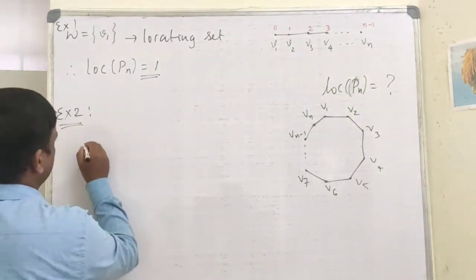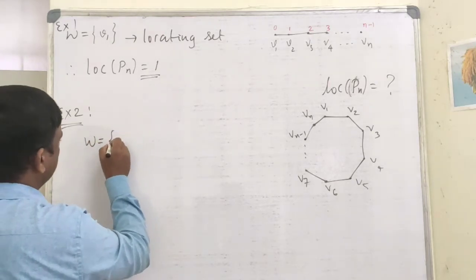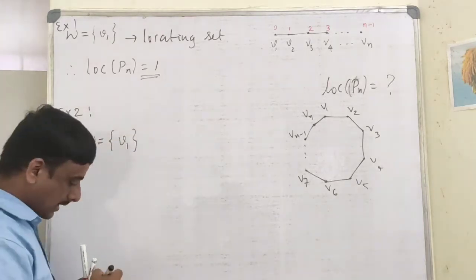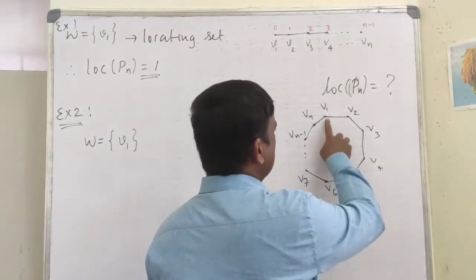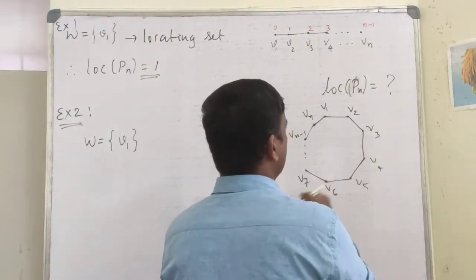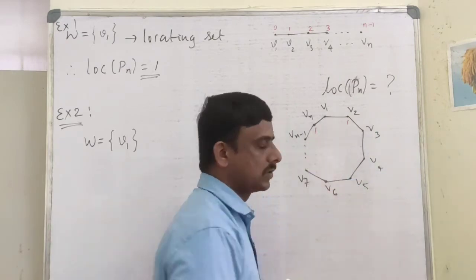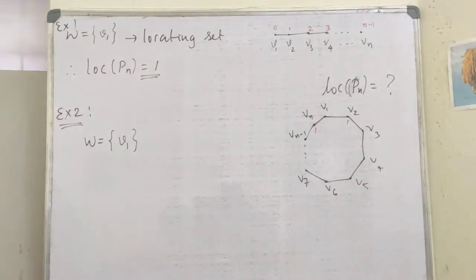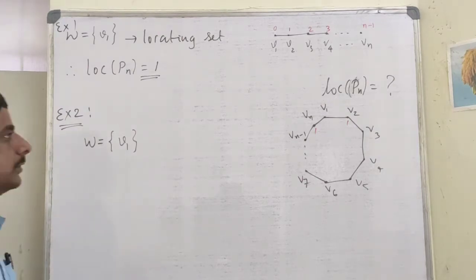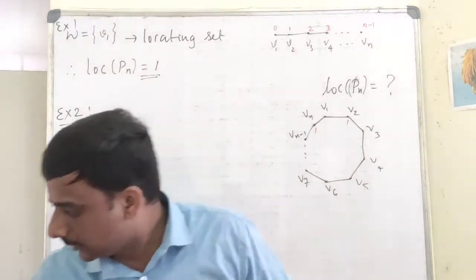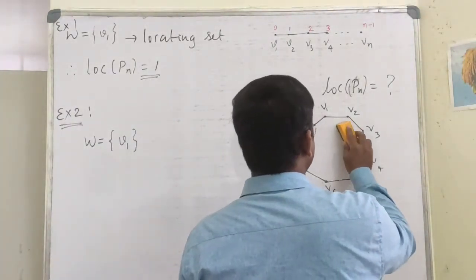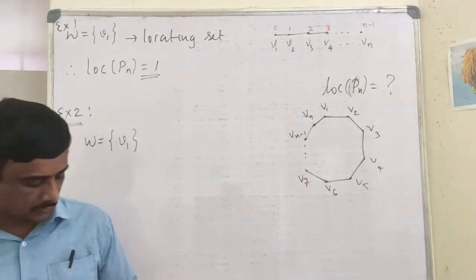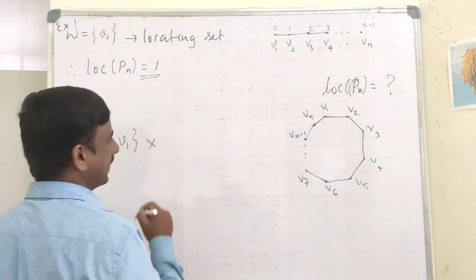Now suppose I take again W equal to V1 only. Let us see what happens. If I take W equal to V1, then V2 gets code 1 and Vn also gets code 1. So two vertices are getting the same code. That is the problem. So we have to use at least two vertices. Only one vertex is not enough to exactly identify the remaining vertices. So a single vertex set is not a locating set.